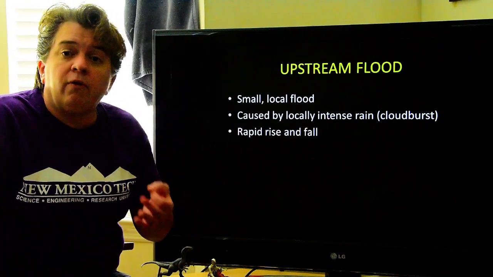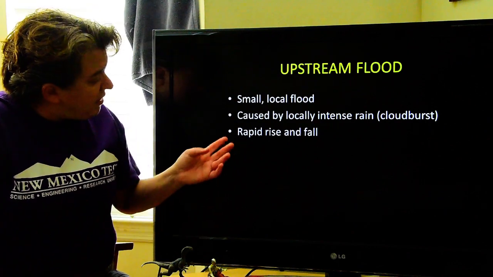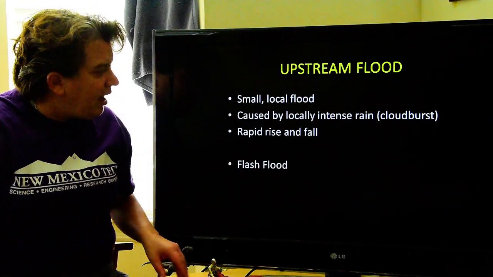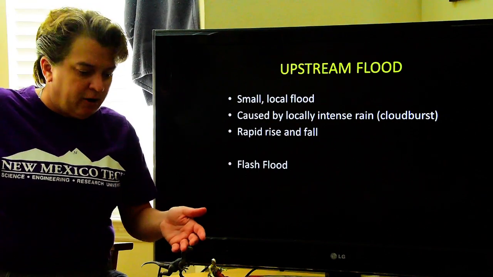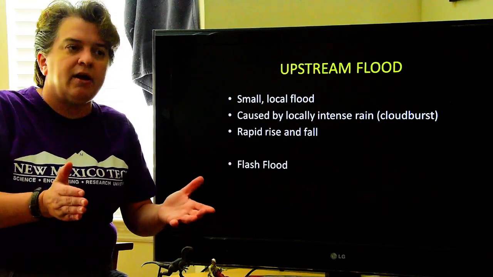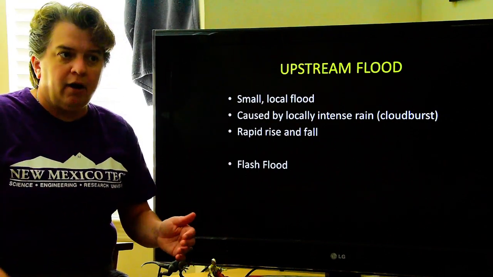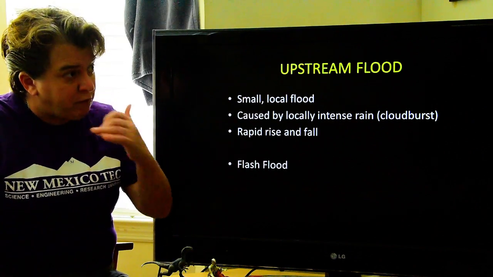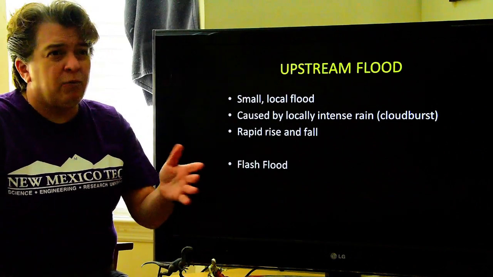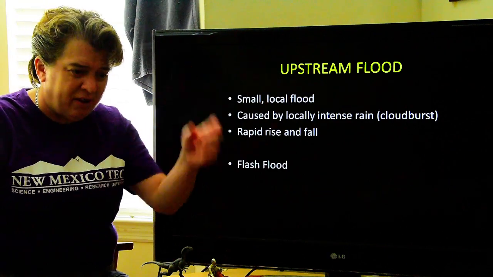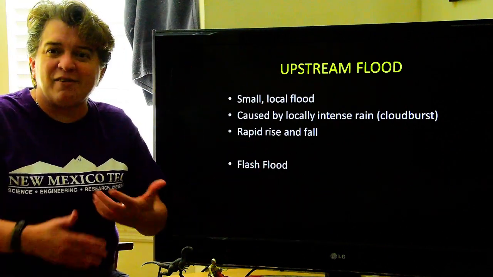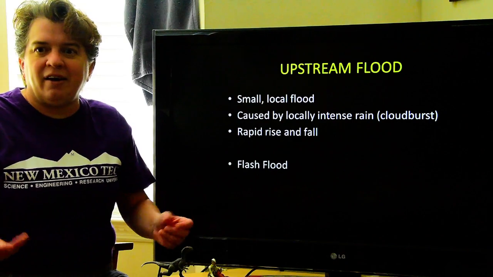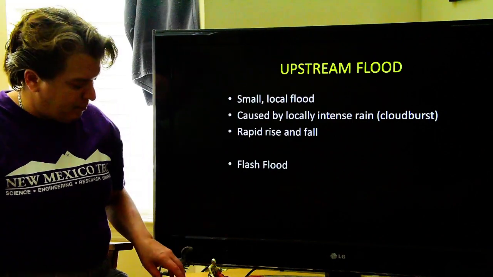These are also known as flash floods because they rise rapidly and they fall rapidly. So they're going to rise really, really quickly, but they're also not going to last very long. I watched one of these out west once when I lived in New Mexico, and within like 2 hours the water had risen and it had fallen and it was gone. So it's a pretty quick thing that can happen.